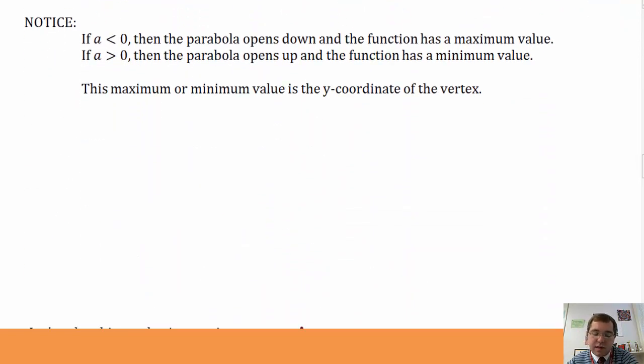If a is positive, then the parabola opens up, and the function has a minimum value, the bottom value. And that is the y-coordinate of the vertex at the bottom. So this maximum or minimum value is the y-coordinate of the vertex.